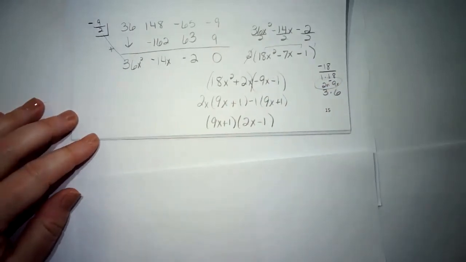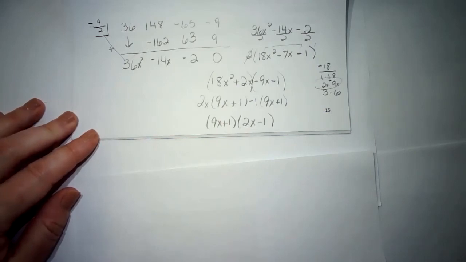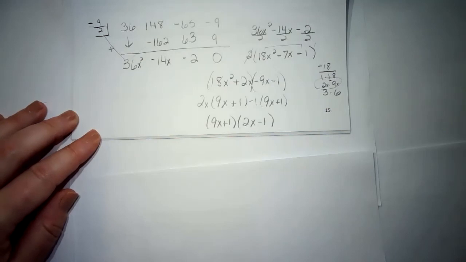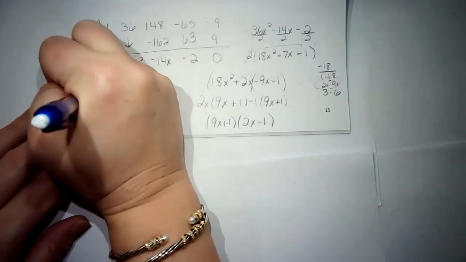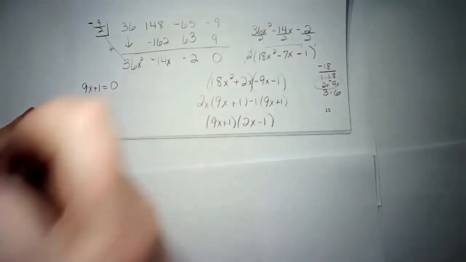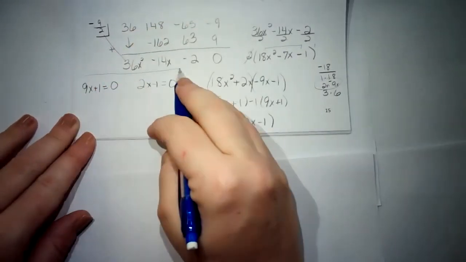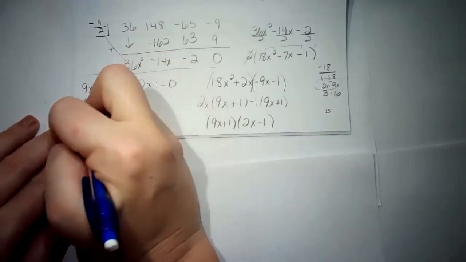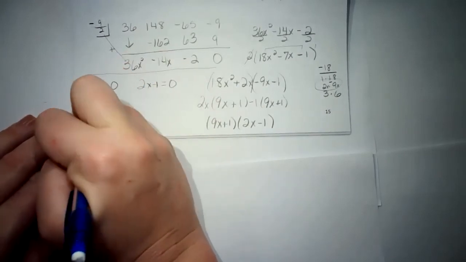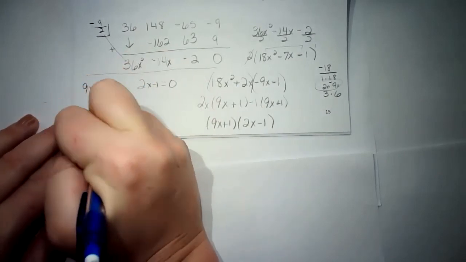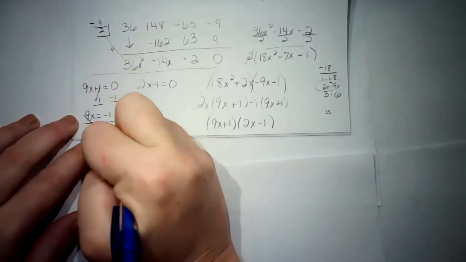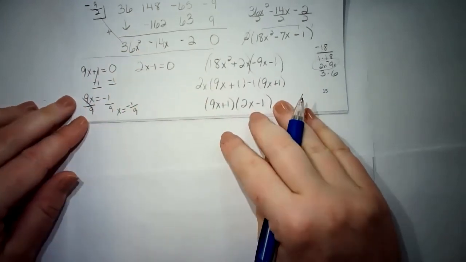Now don't get excited and circle those. Remember, what are we trying to find? We're trying to find the zeros. So now you have to take each of those and set them equal to 0 and solve for x. So if I take 9x plus 1 equal to 0, and I'm going to take 2x minus 1 equal to 0. I'm going to subtract 1. I get one of my x's is -1/9.